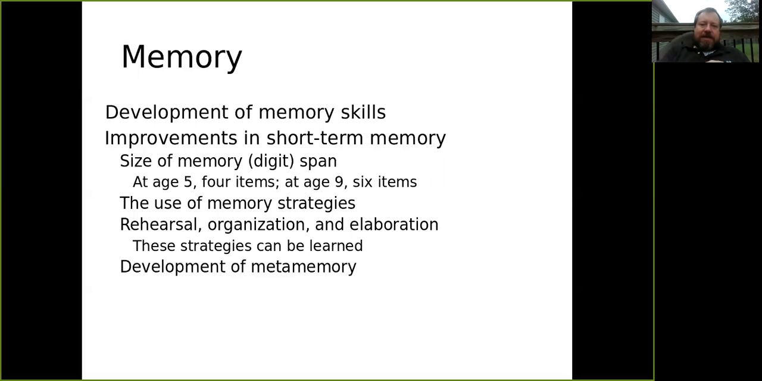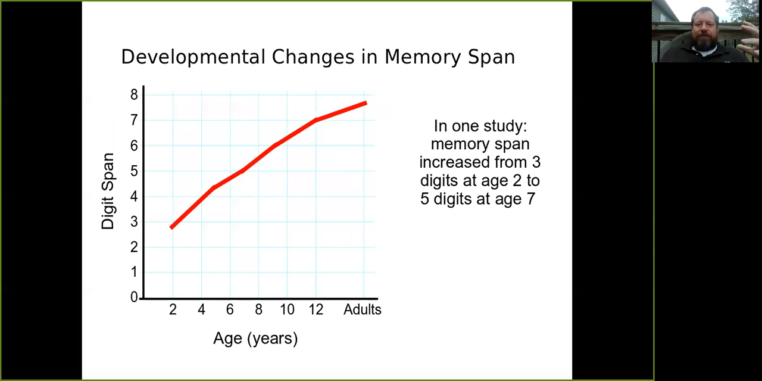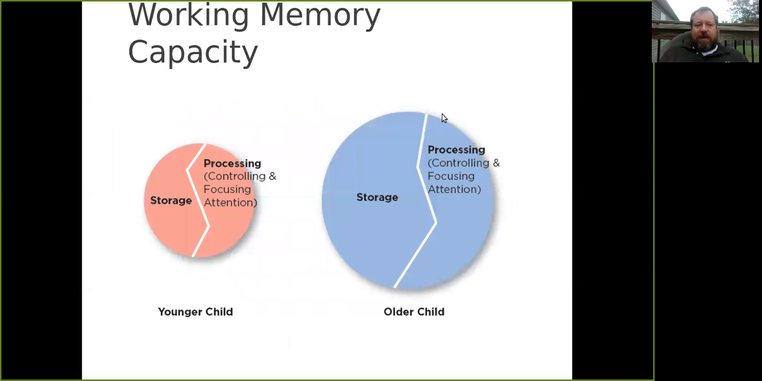Coming to recognize the limitations of our memories, understanding strategies that we can use to support our memory. So this is just a graph that shows that kind of linear growth in the number of digits as children age from 2 up to adulthood. We see they go from about 3 digits up to between 7 and 8 digits. That's a very linear looking kind of growth there.